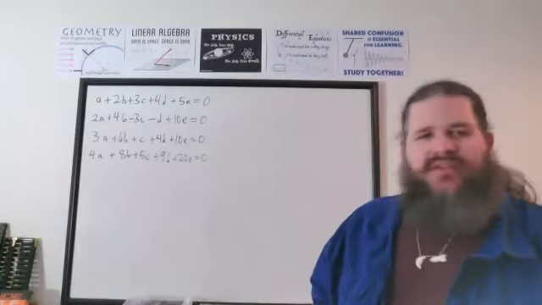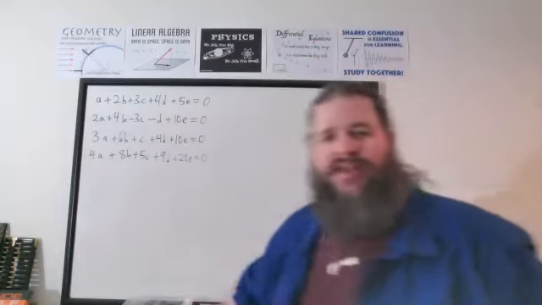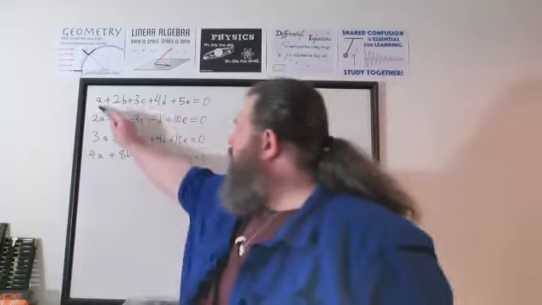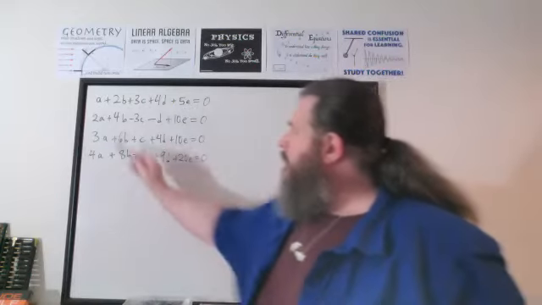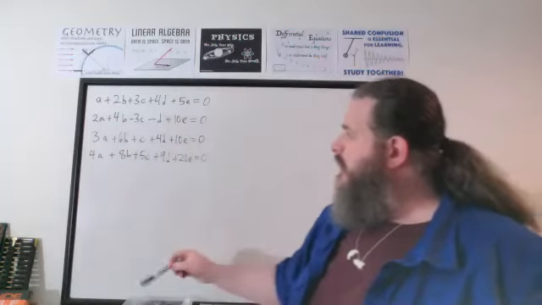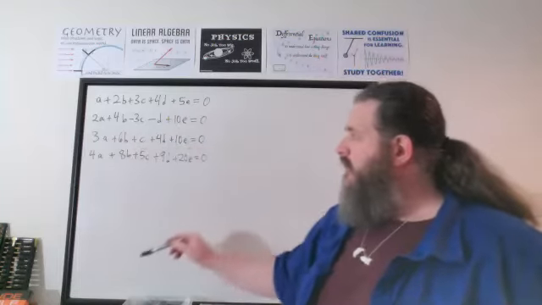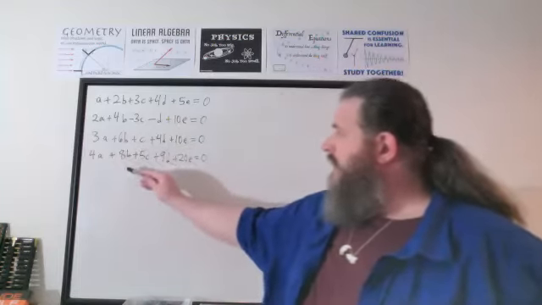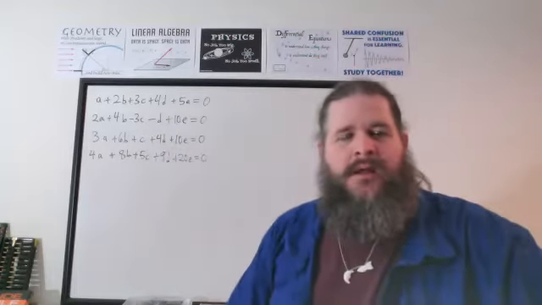So let's say we have this system of equations, 4 equations with 5 unknown variables, a, b, c, d, and e. So a plus 2b plus 3c plus 4d plus 5e equals 0. 2a plus 4b minus 3c minus d plus 10e equals 0. 3a plus 6b plus c plus 4d plus 10e equals 0. And 4a plus 8b plus 5c plus 9d plus 20e equals 0.